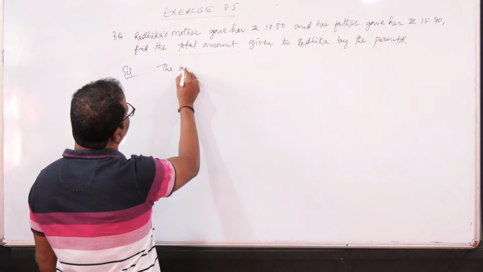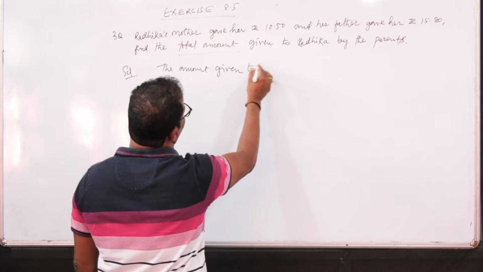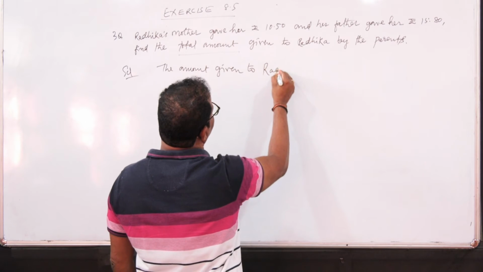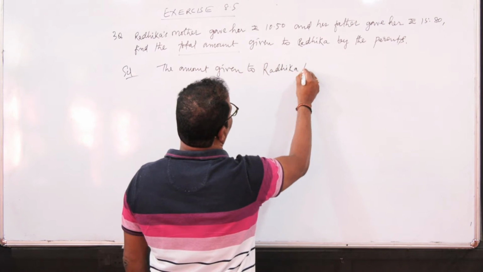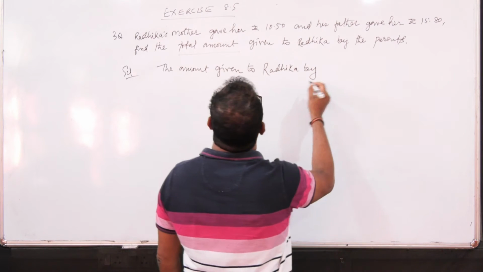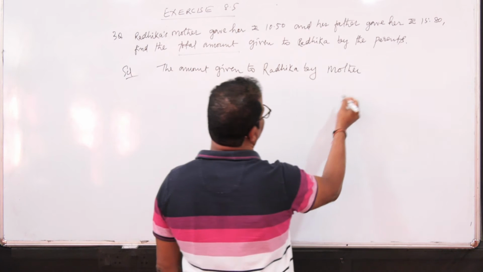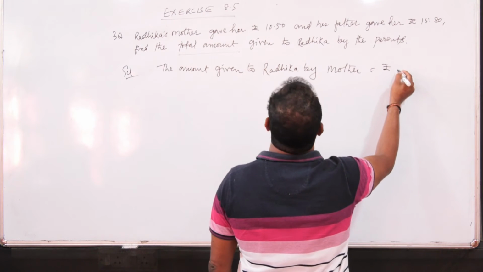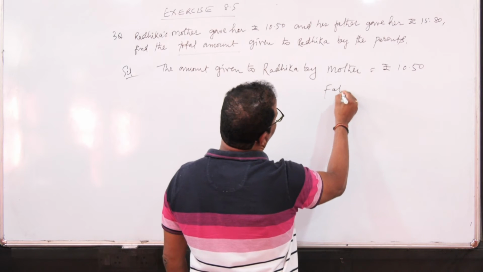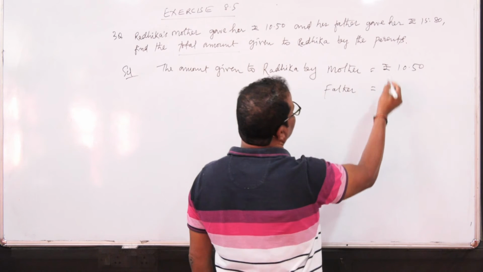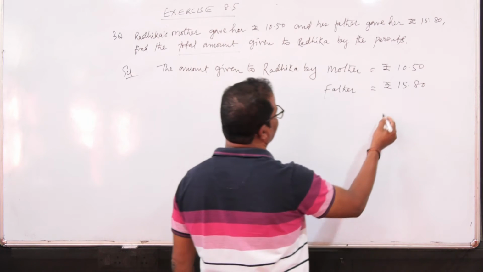So we have to write the steps like this. The amount given to Radhika by mother is equal to how much? Rupees 10 rupees 50 paise. And by father, how much? Rupees 15 rupees 80 paise only.